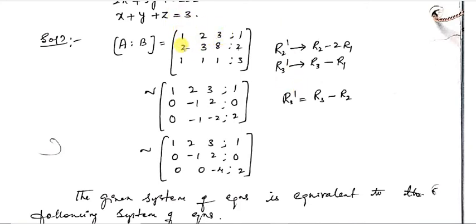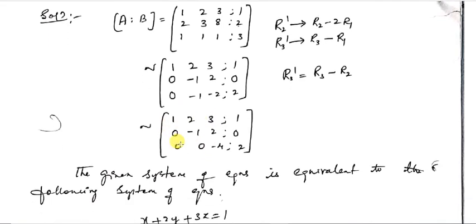The operations we have to apply to the augmented matrix, so that the elements of the coefficient matrix A below the diagonal entries are zeros. That means we have to reduce the coefficient matrix A to upper triangular form. After a set of row transformations, the equivalent matrix is 1 2 3 1, 0 minus 1 2 0, 0 0 minus 4 2. Here the coefficient matrix, after the elementary transformations, is in upper triangular form.